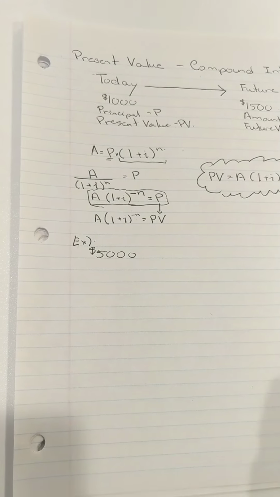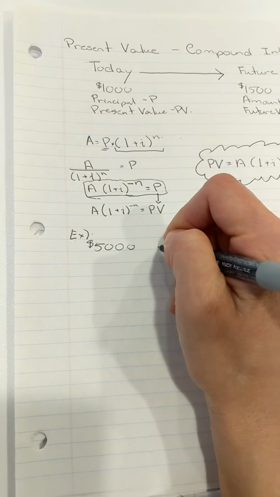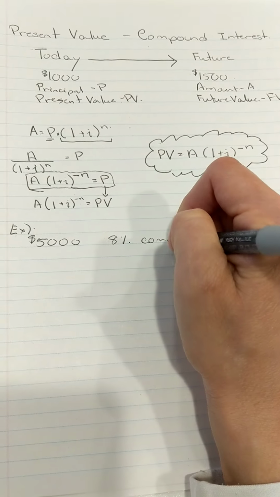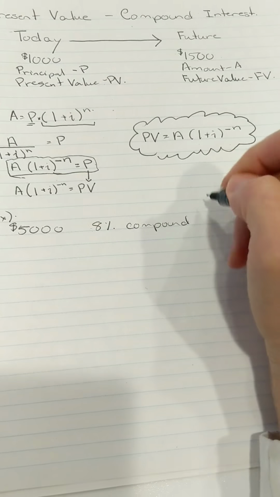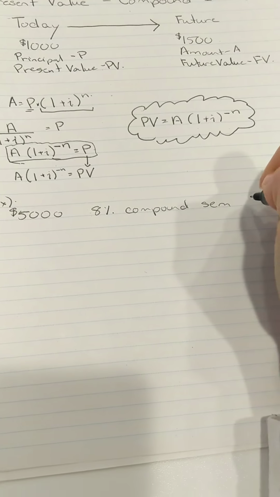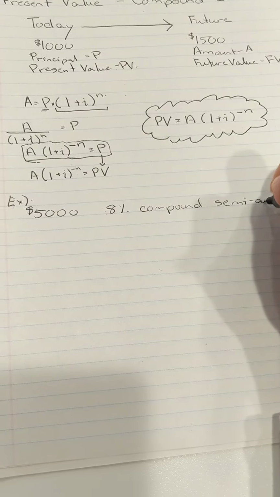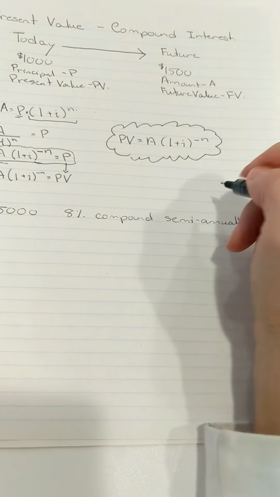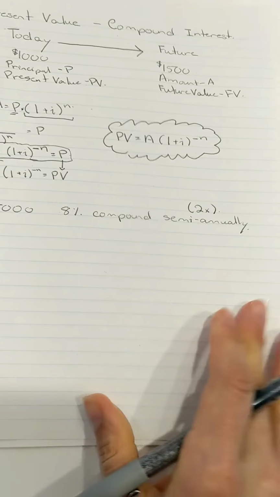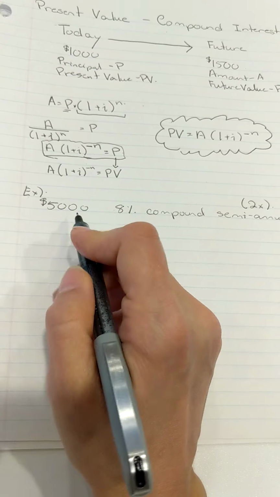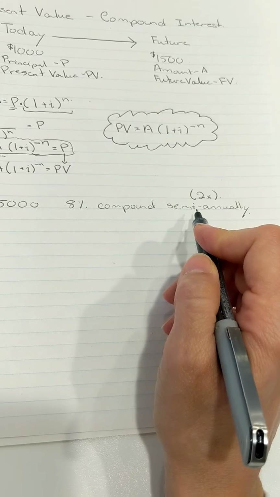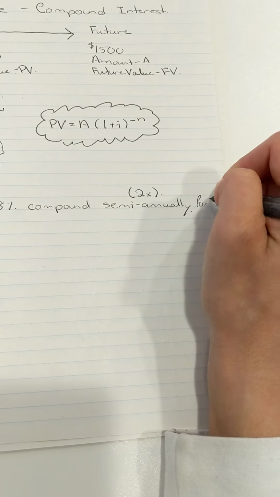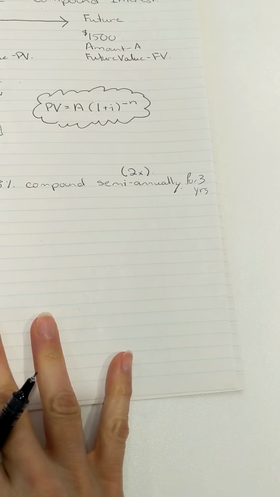So you want to have $5,000. Your bank will give you an 8% interest rate, and they are going to compound it semi-annually. Now, if you don't remember, semi-annually is 2 times per year. Okay, so we want to have $5,000. Our bank will give us 8% compounded semi-annually, and we have 3 years to put it away. So this is going to be for 3 years.